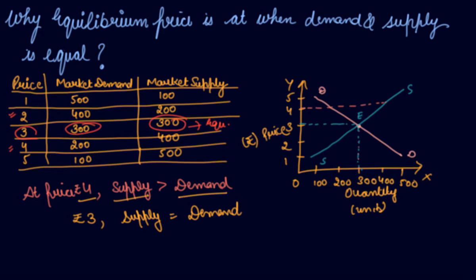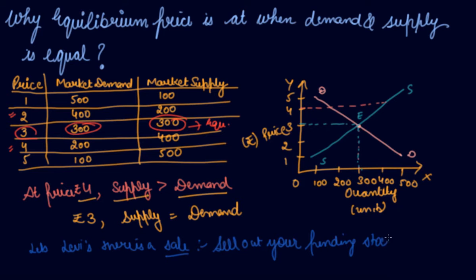So ultimately, have you seen there's a sale, let's say at Levi's store, there is a sale. What is a sale? You sell out your pending stock at lower prices. See, initially your price was 4, right? Nobody was there to buy it. Now you have reduced your price to 3, so there is a demand.